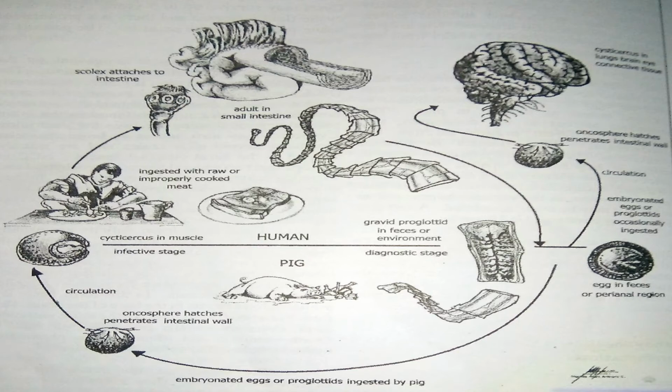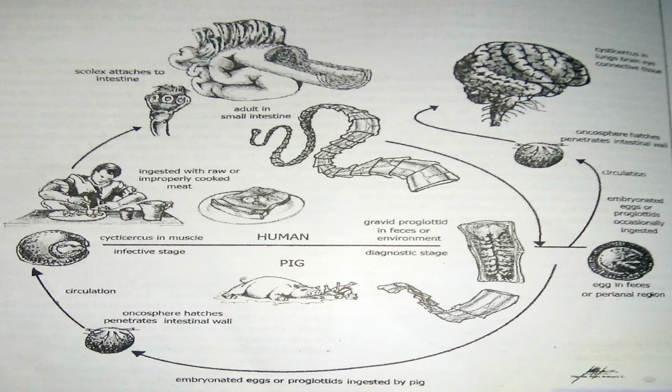Your T. solium causes intestinal taeniasis, no? And its life cycle is exactly similar to that of T. saginata, except, I take note, except that the intermediate host is pig. That's why it is called pork tapeworm.